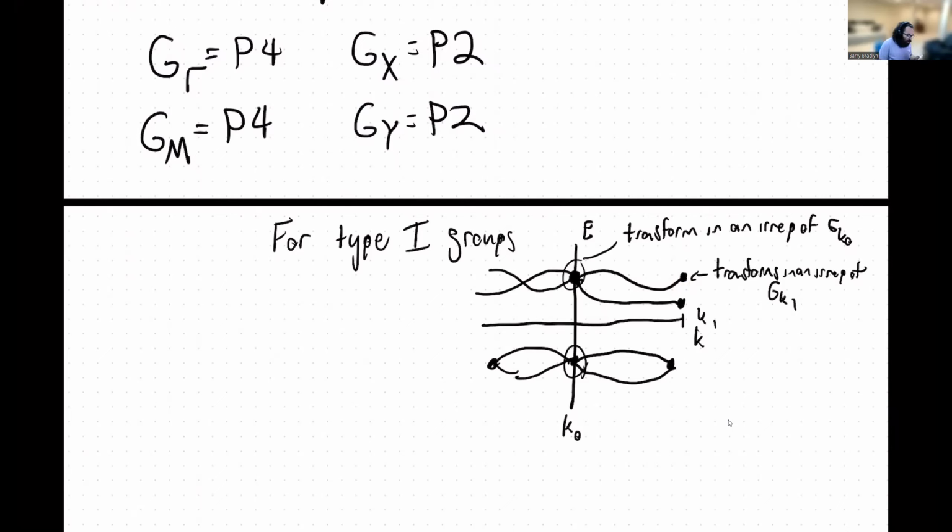And we can label all of these degeneracies at the high symmetry K points by an irreducible representation of the little group. And so the sizes of these representations tell us about band degeneracies that can't be split without breaking symmetries of the space group. That's for type 1 groups, where we didn't have to worry about any operations that reverse time. Once we have time reversing operations, so in type 2, 3, and 4 Shubnikov space groups, things get a little bit more complicated.